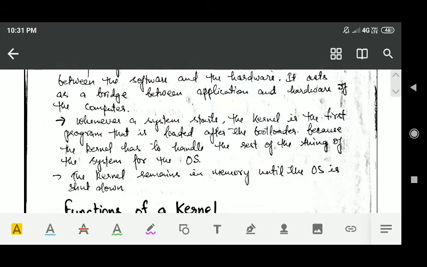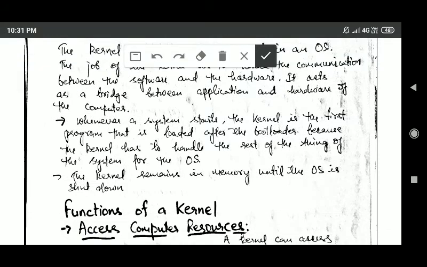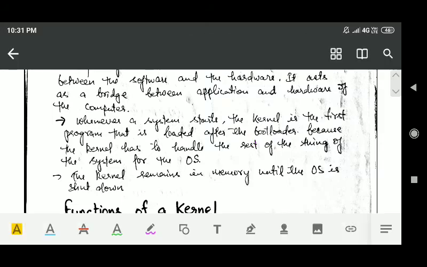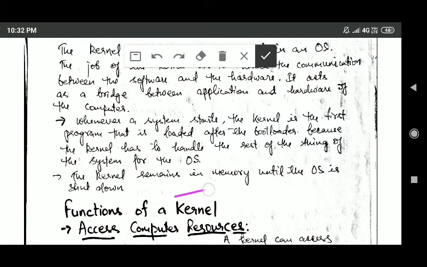Whenever a system starts, the kernel is the first program that is loaded after the bootloader, because the kernel has to handle the rest of the things of the system for the operating system. The kernel remains in memory until the operating system is shut down. Now let us see the functions of a kernel.